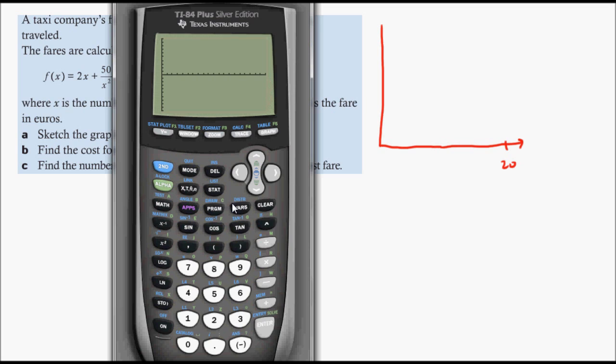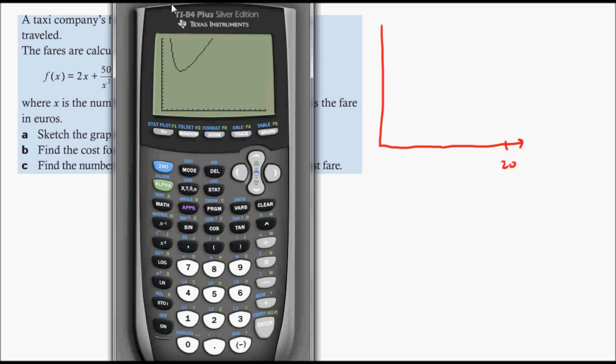What is going on here? Window. Okay, so what do we want? The y minimum is going to be 0, so you're not going to have a negative fare. And I don't know, 20. Let's see if this gives us something. Did I do this right? 2x plus 50 over x squared. Let's see. Ah, there we go. Okay, so I couldn't see it. Wow. Okay, so there we go.